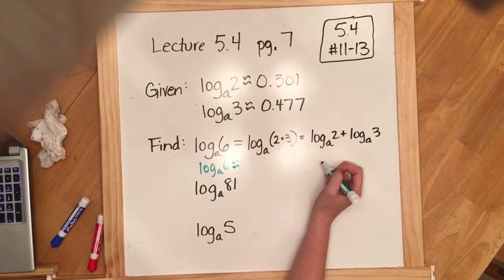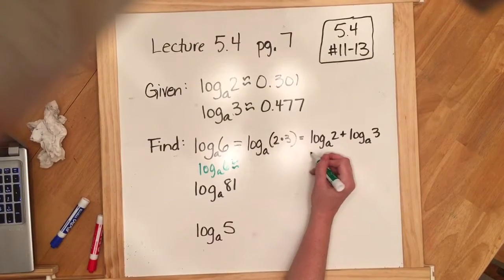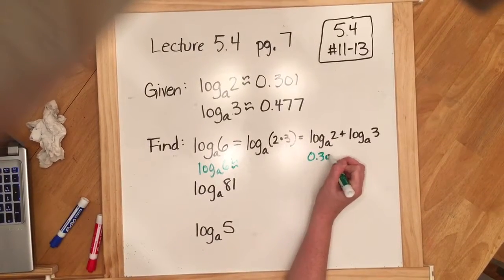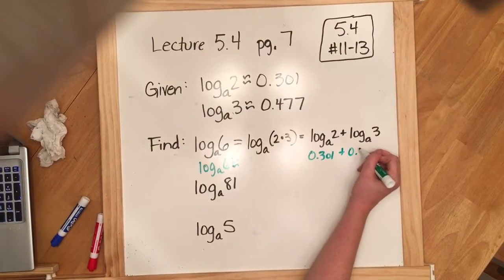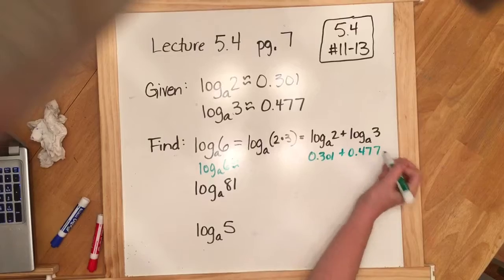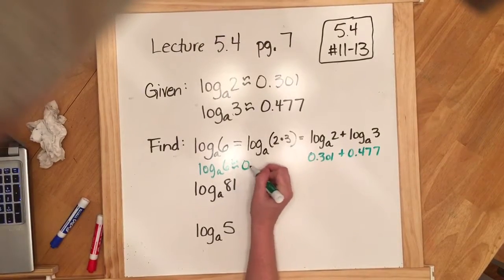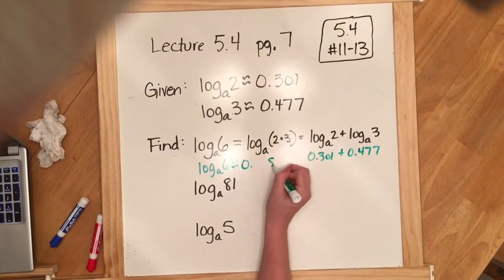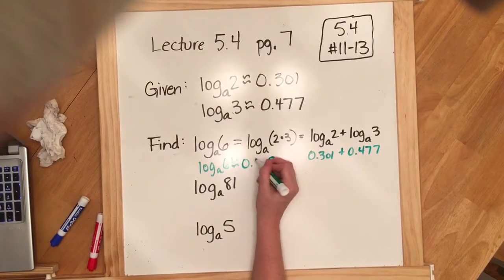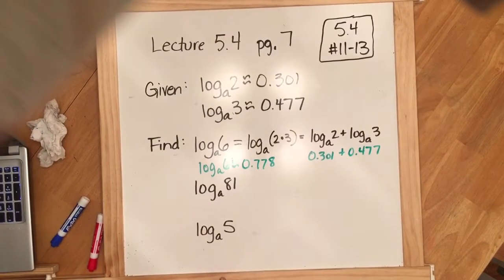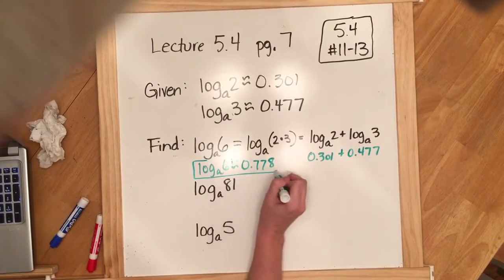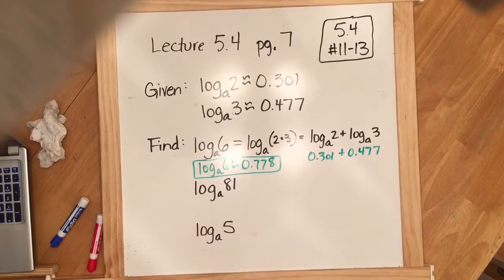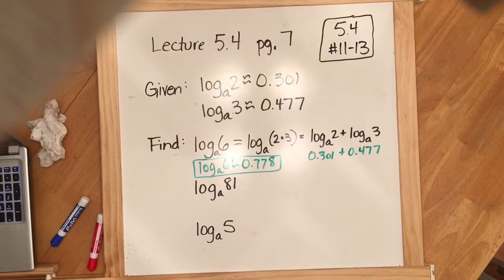Because we know log base A of 2 is 0.301, and we know log base A of 3 is 0.477. So when we add those up, we get 0.778. So log base A of 6 is approximately 0.778.